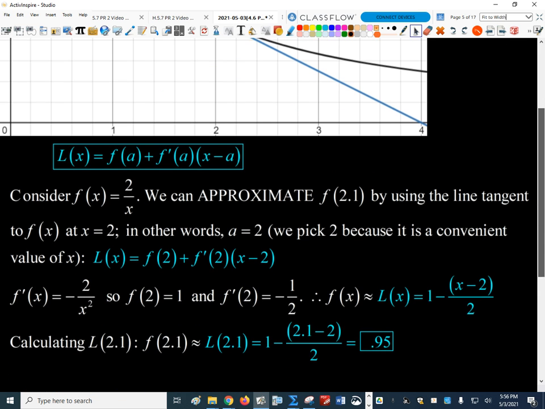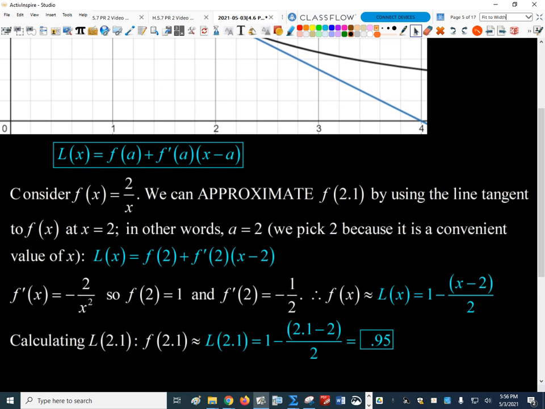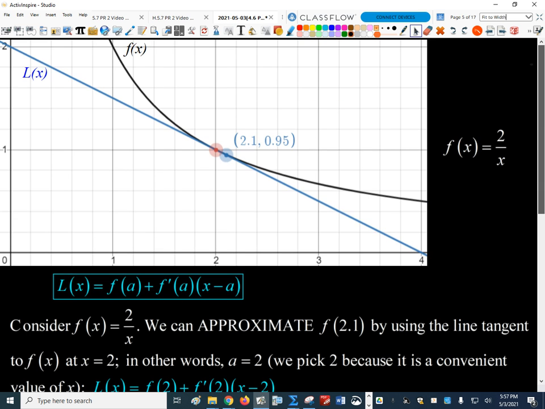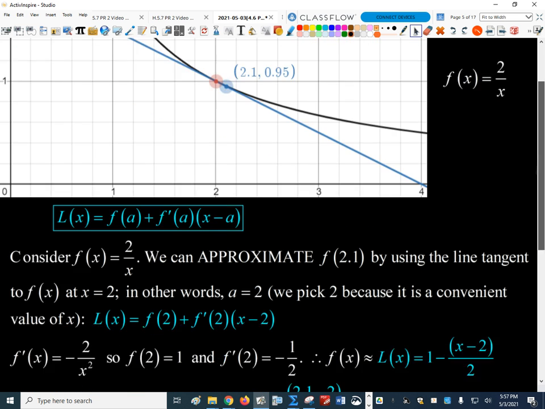Okay, well, f of x is 2 over x. So we need to do a couple things. First of all, we need to calculate, a is going to be 2, right? We picked 2 because it's convenient. So f of a becomes f of 2, f prime of a becomes f prime of 2, and x minus a becomes x minus 2. We want to evaluate our linearization at 2.1 because that's the point that we're trying to approximate, right? We want to approximate f of 2.1.